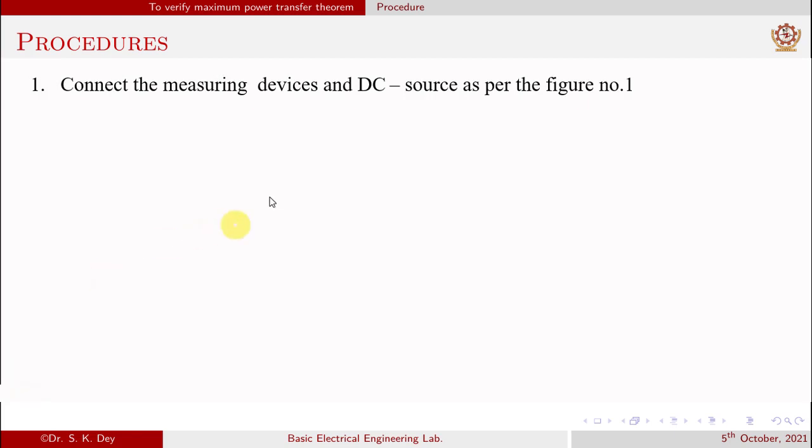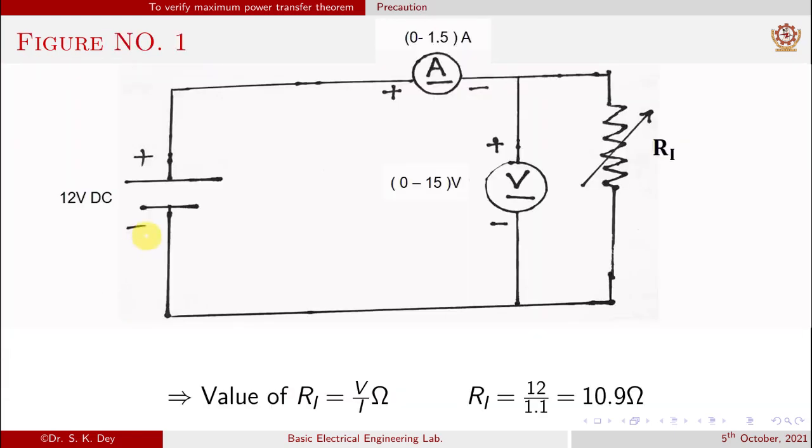Connect the measuring devices and DC source as per figure number 1. As we don't know the internal resistance of this DC source unit, we are using this rheostat Ri as the internal resistance of this DC source unit. We can consider this Ri as the internal resistance of this DC source unit, and with the ammeter-voltmeter method we will calculate the value of Ri.